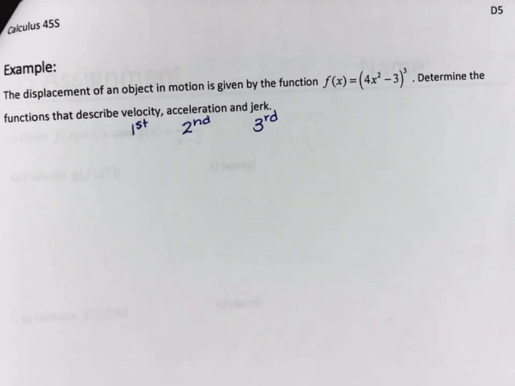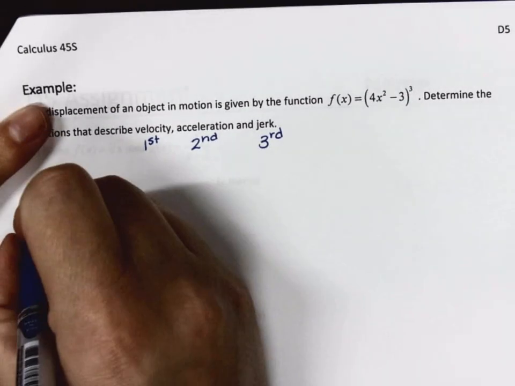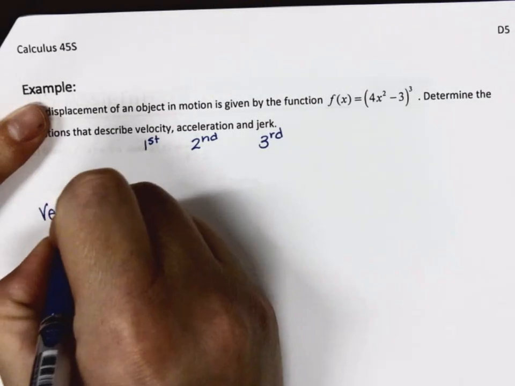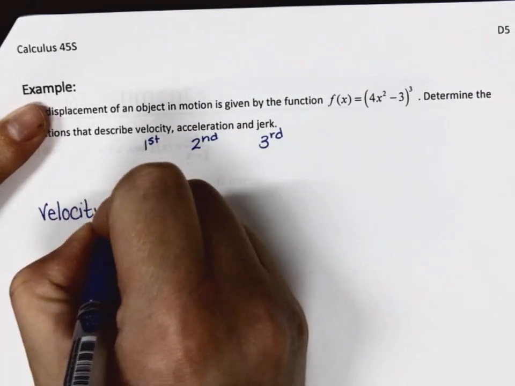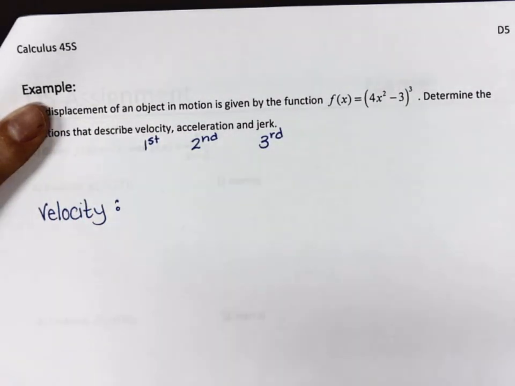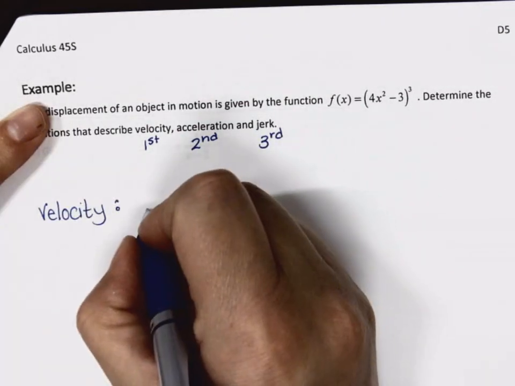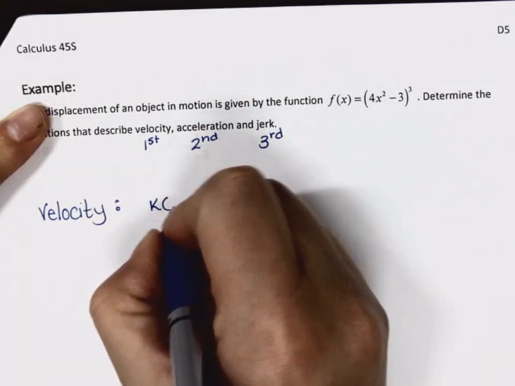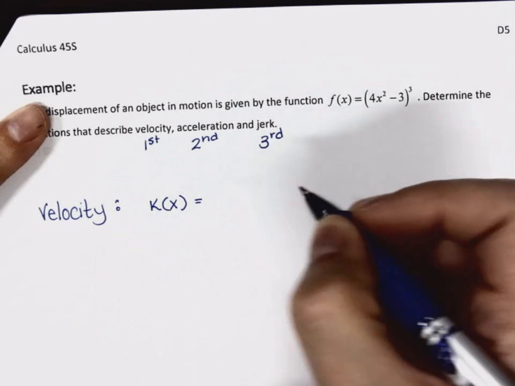This one is a composite function, so we know we have to use the chain rule. So when we're going to do that first derivative, we are going to take my original function, or my outside function.